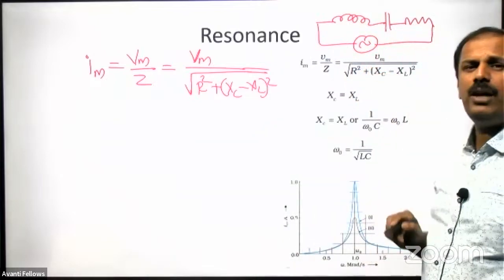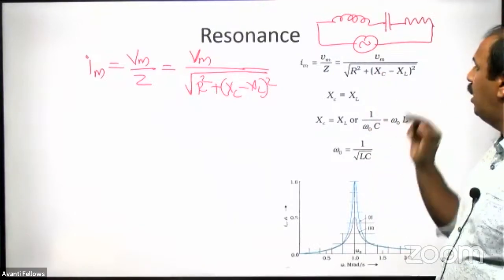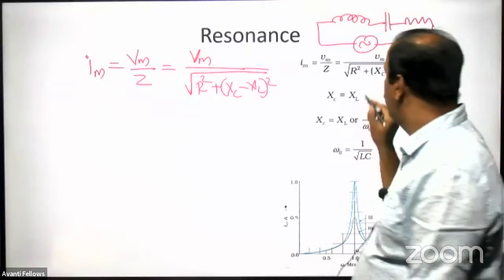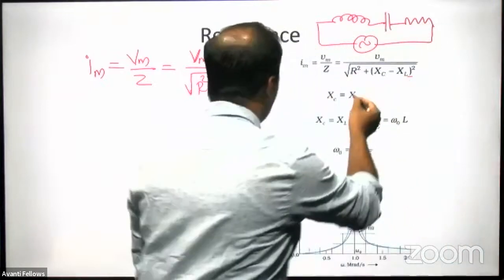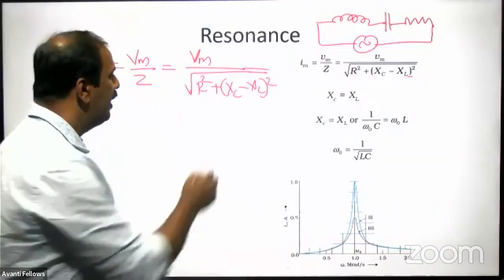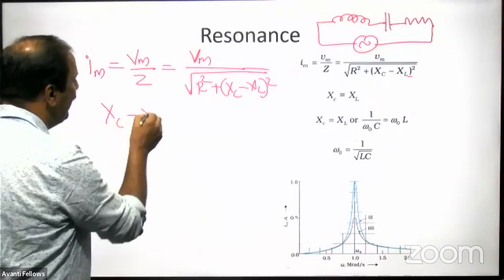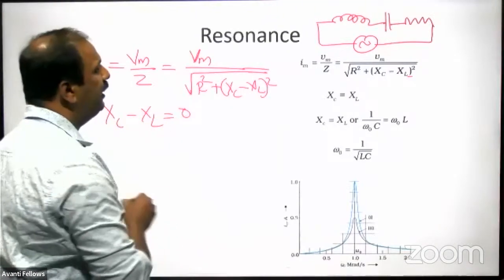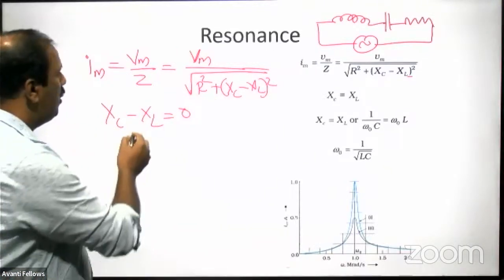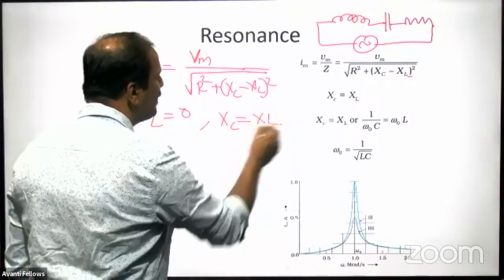The resistance doesn't have anything to do with the frequency. Resistance will be like that only. What depends on frequency are these two. So we will go for a situation where this value should be 0. We have R square plus something here. This R square we cannot change; it is independent of the frequency. This value should be minimum, that is, Xc minus XL should be equal to 0. Then you will get a minimum value of this, so that the current will be maximum. So Xc minus XL equal to 0 means Xc is equal to XL.